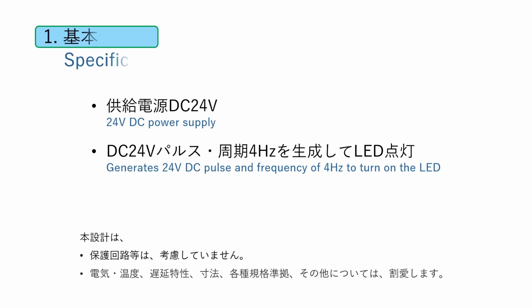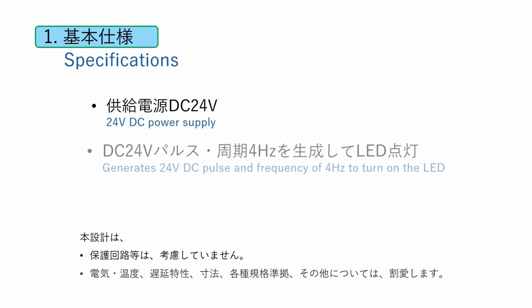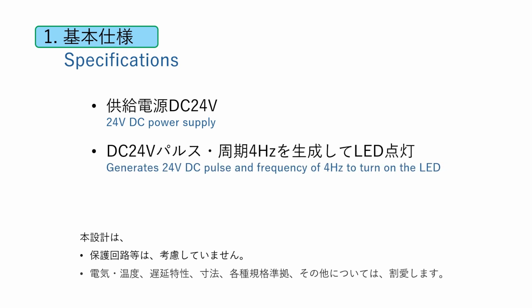1. Specifications. The power supply is 24-volt DC. It generates 24 volts of DC and a frequency of 4 Hz to turn on the LED. There is no protection circuit. Electrical, temperature and delay characteristics, dimensions, compliance with various standards, and other details are omitted.